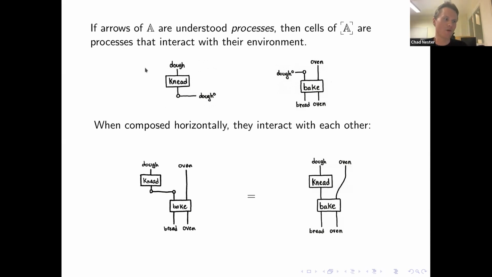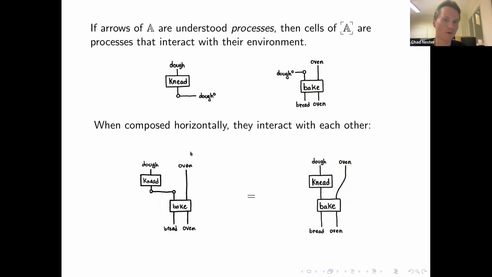These would both be cells of the free cornering, where now this process would start with some dough, knead it, and then send the result out along the right boundary of the cell. And then this process here on the right would receive some dough on the left boundary of the cell, starting out with an oven, bake that dough in the oven, ending up with bread in an oven. And then if I compose two of these processes, these cells horizontally, using my horizontal cell composition in my double category, then that's like them interacting with each other, where the yanking equation says that it didn't matter that it was originally two separate things, if that makes sense.